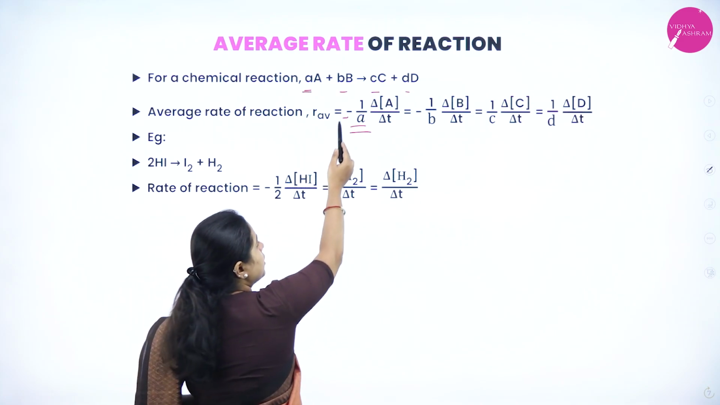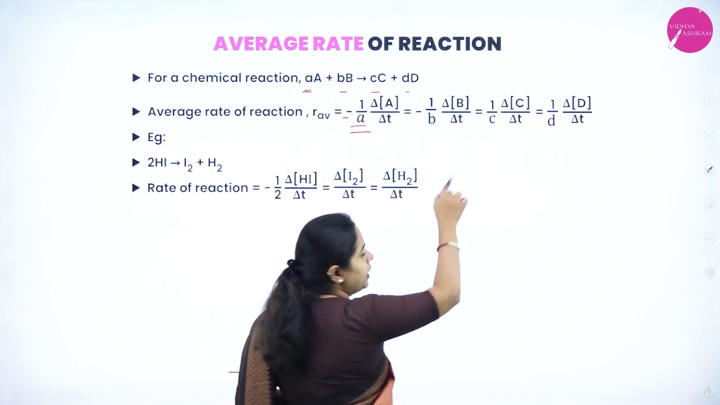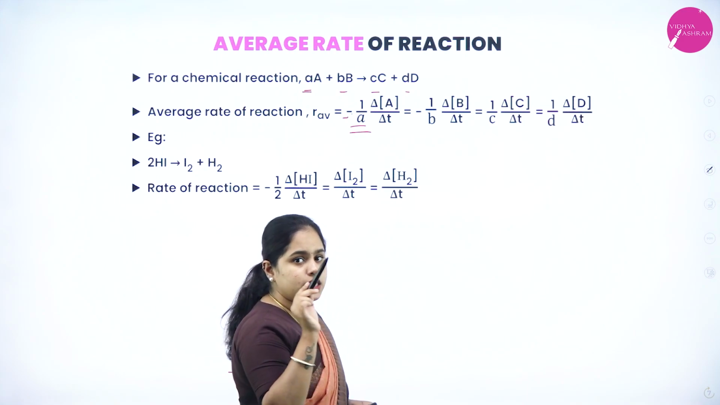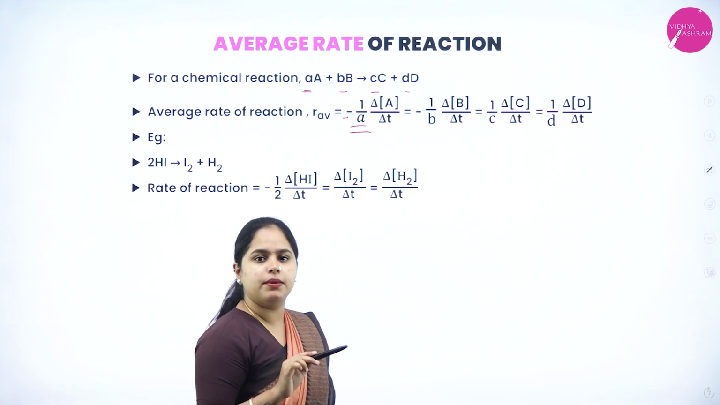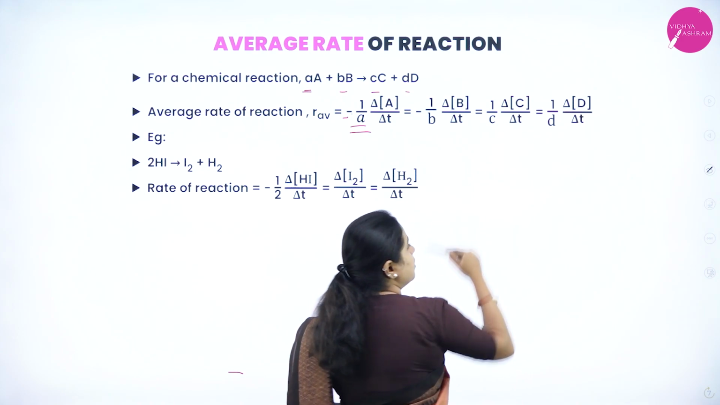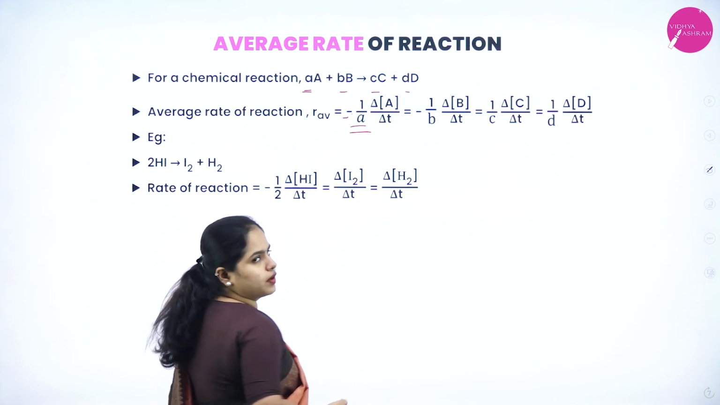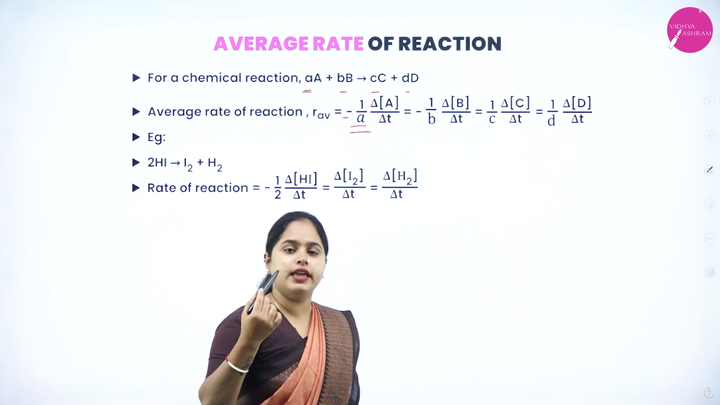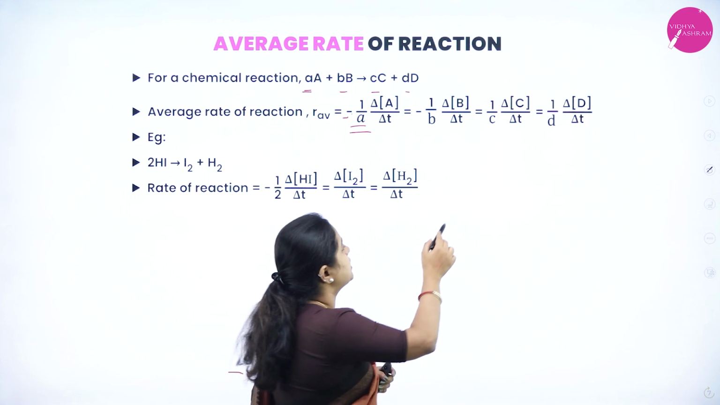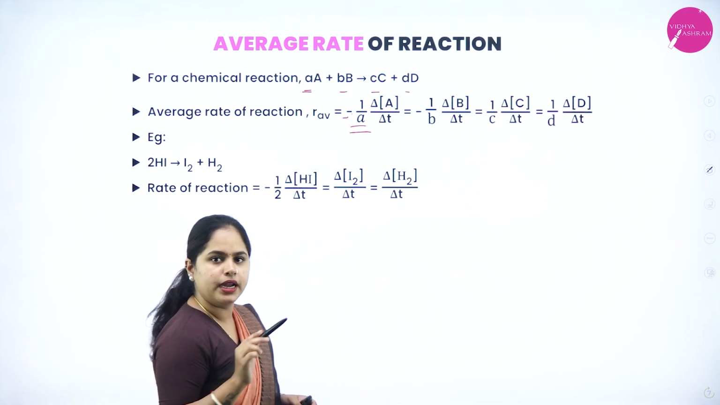And this minus sign, because it is reactants, is equal to minus 1 by b. Again it is reactants, right? Minus 1 by b into delta B by delta T, which is equal to 1 by c delta C by delta T. Now why is there no minus sign there? Because it is products we are talking about, right? So you take the inverse of the coefficient, 1 by c delta C by delta T, which is equal to 1 by d delta D by delta T.